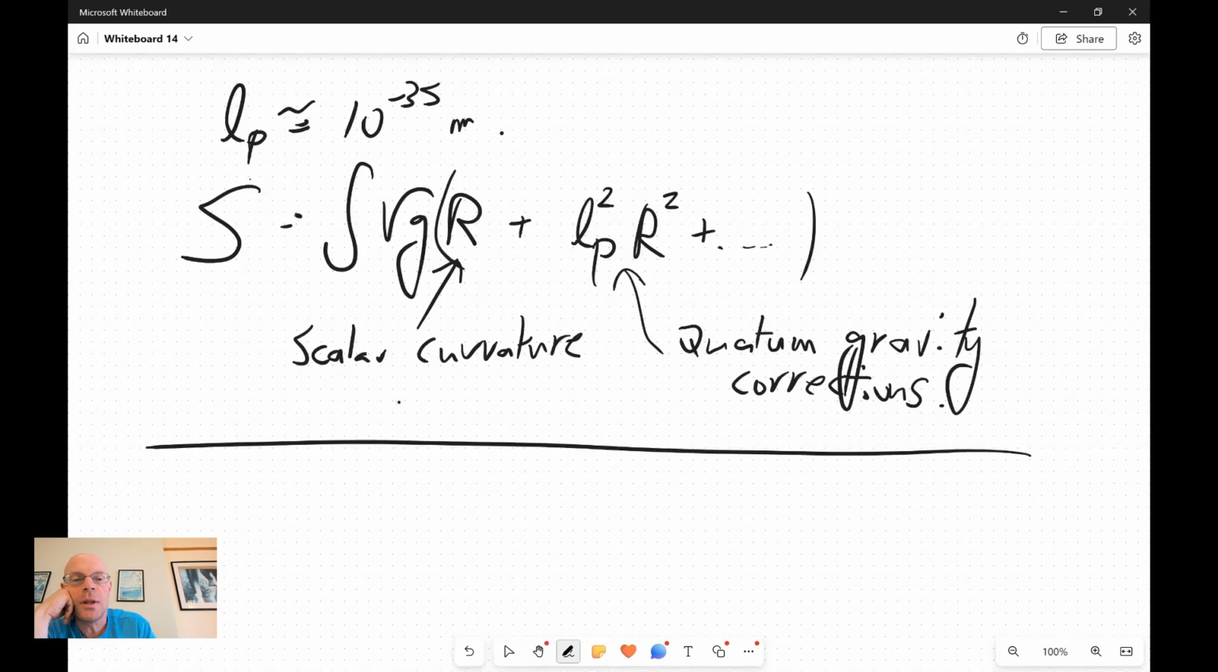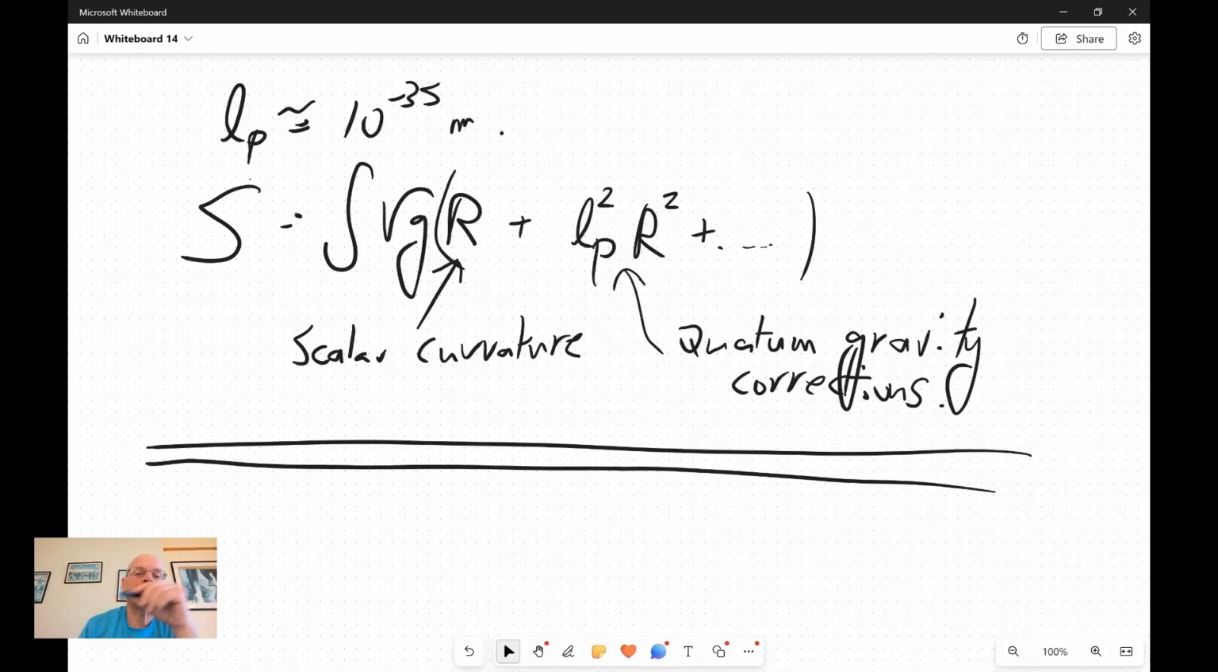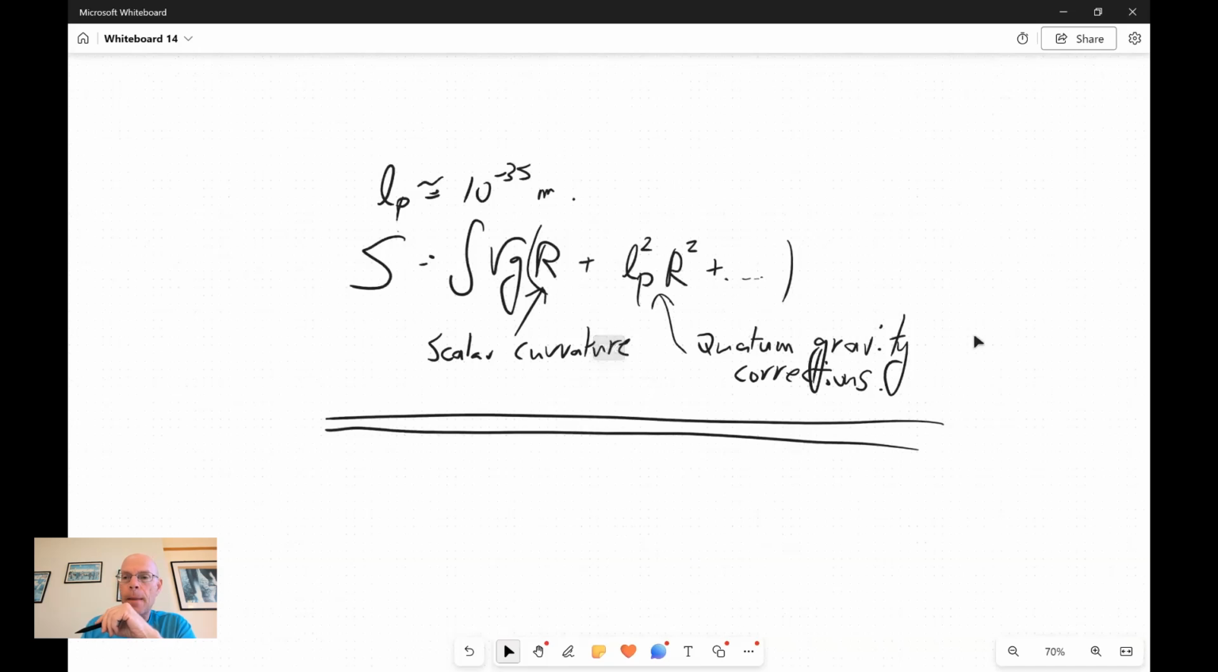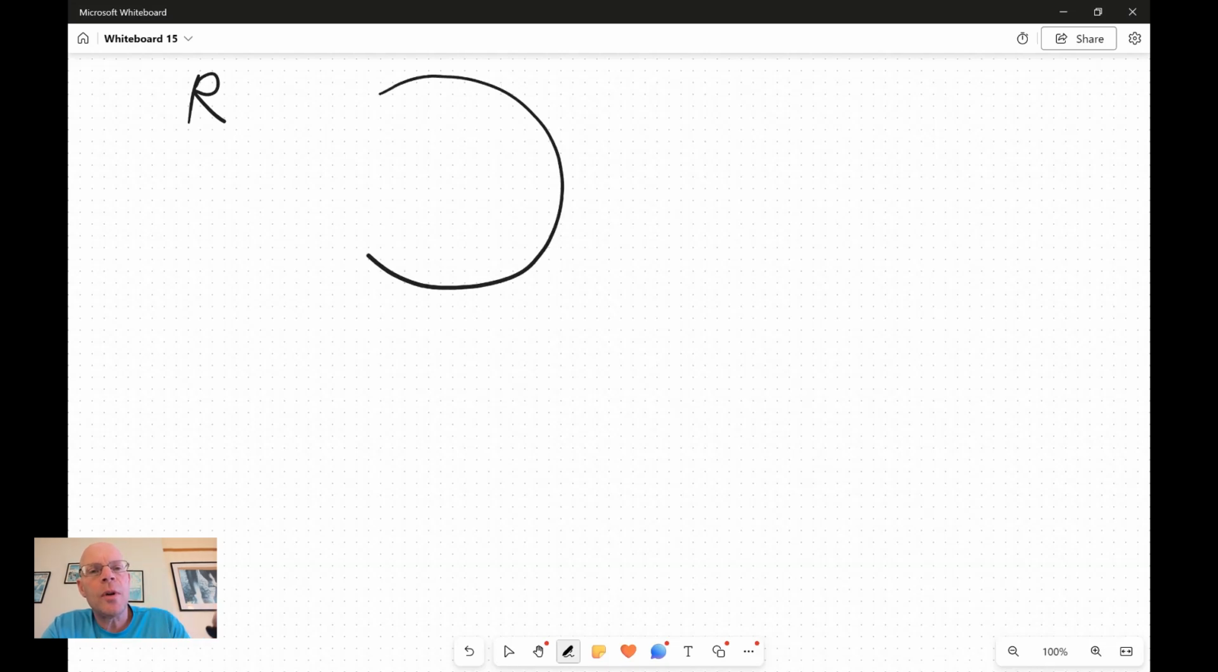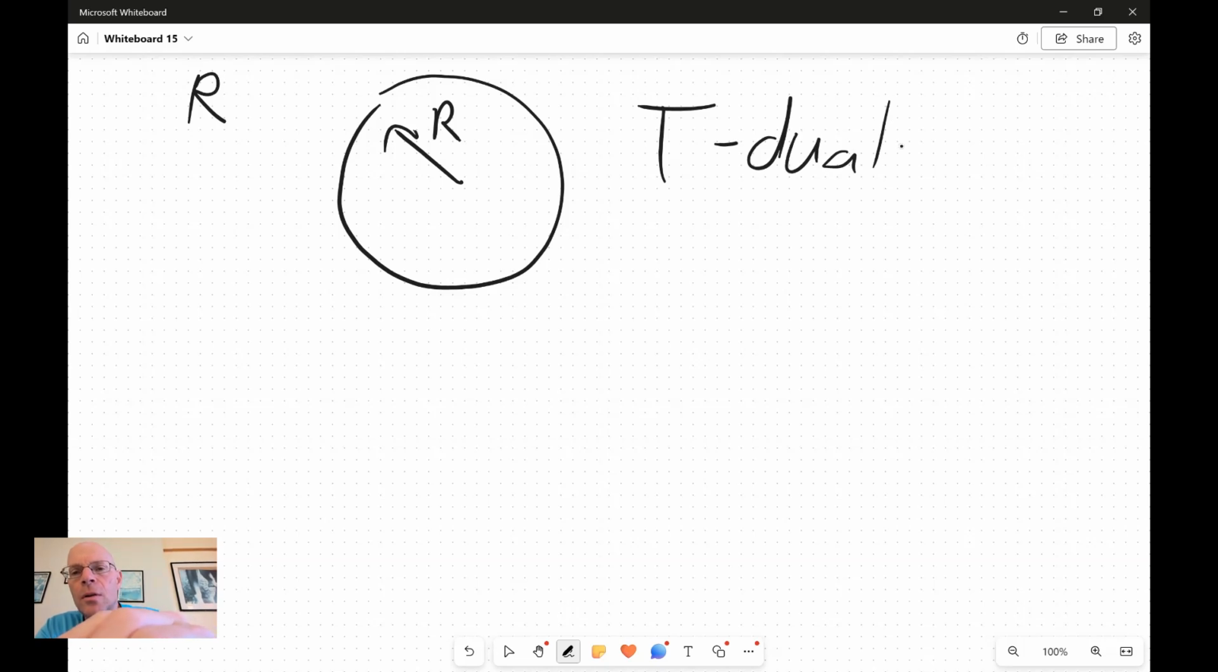So string theory tells us a fascinating story. What string theory tells us is something quite amazing. Suppose that we have a universe, and the size of the universe, the radius of the universe, let's denote it by R. R is now not the curvature, it's the radius of the universe. So we have a universe of radius R. String theory tells us something quite interesting called T-duality.